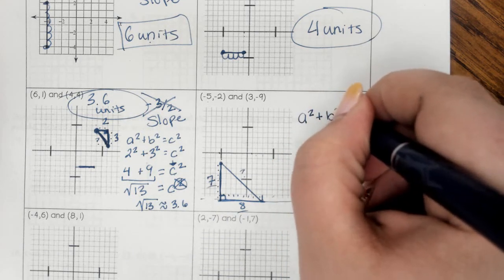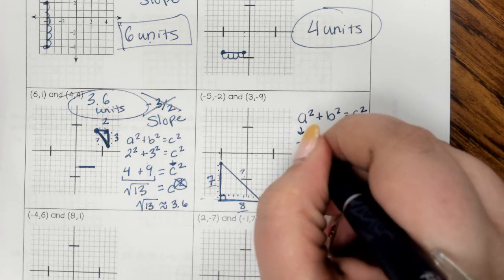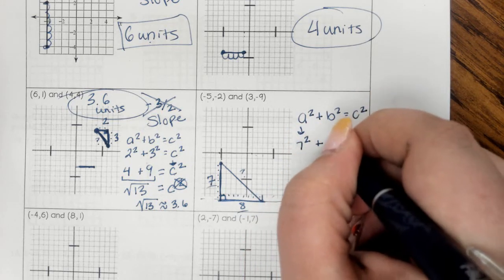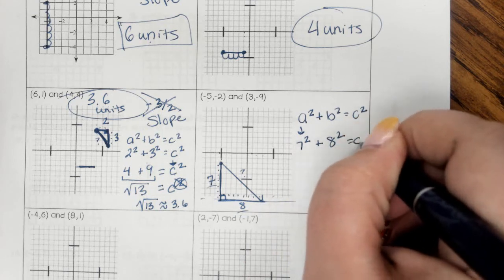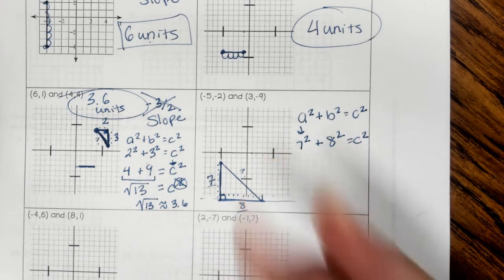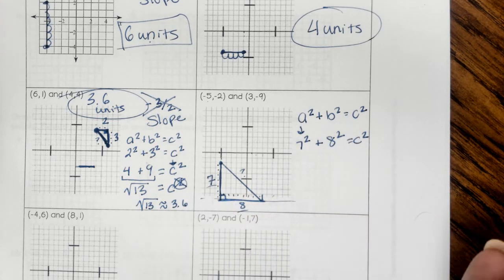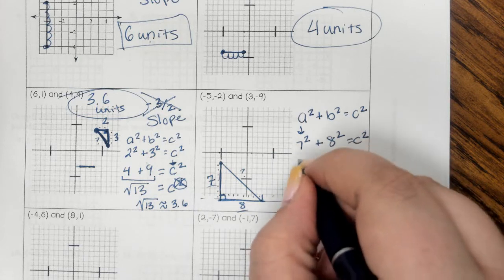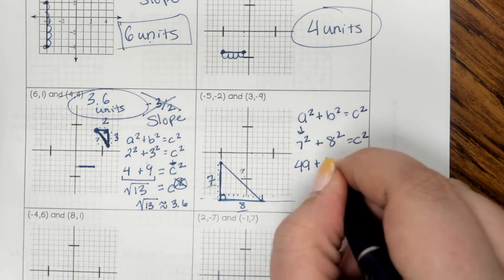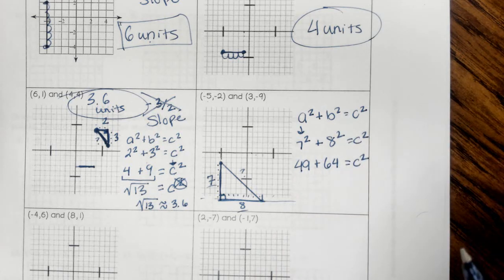A squared plus b squared equals c squared. A is 7, so I'll have 7 squared. B is 8, I'll have 8 squared equals c squared. Another way we could have written that is 8 squared plus 7 squared. It doesn't matter which one you call A and which one you call B. 7 squared is 49. 8 squared is 64 equals c squared. And 49 plus 64 is 113.